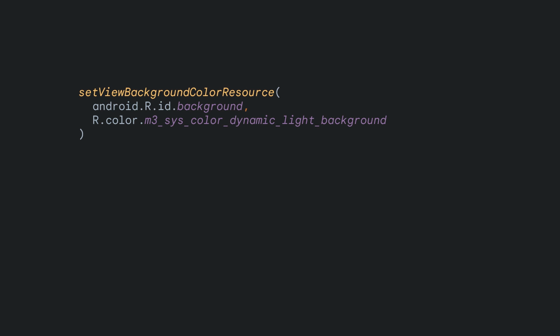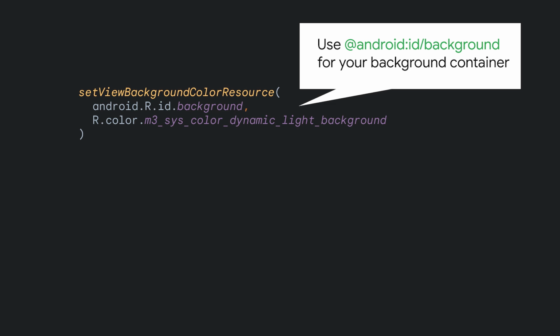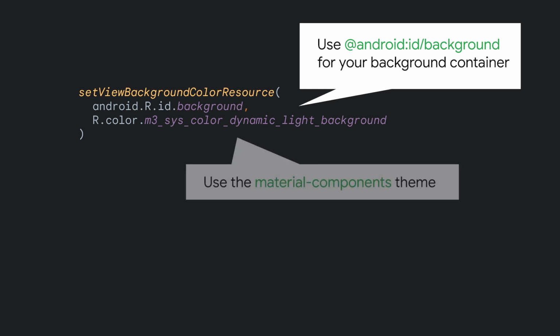First, make sure that the layout that defines the background uses the android:id/background as ID. This helps the launcher identify the background of your widget better, improving the launch experience. Then, use the theme from the Material Components library to define the color schemes of your widget.